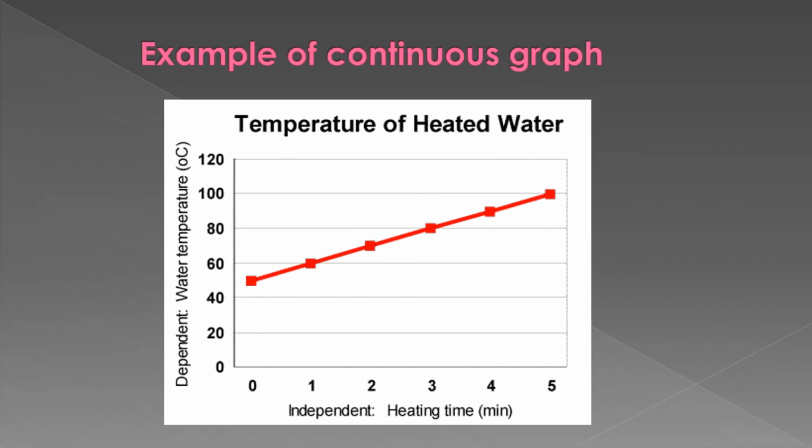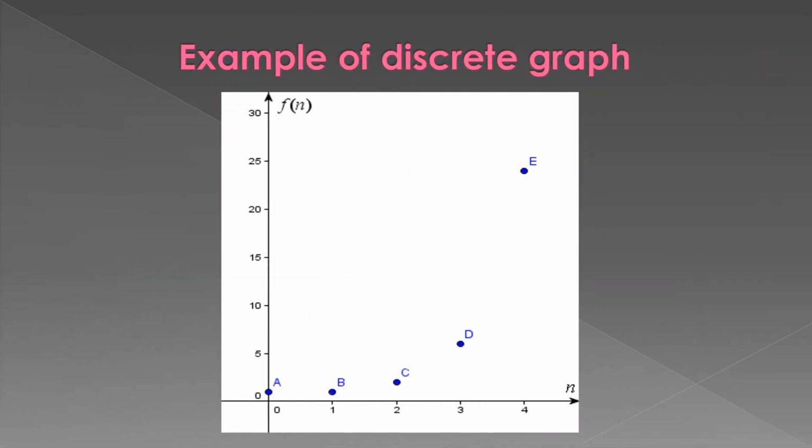This is an example of a continuous graph. As you can see here, it is unbroken. It is connected to each other, and you can form a line. While in a discrete graph, you cannot form a certain line. Okay? So the points are scattered and don't align.